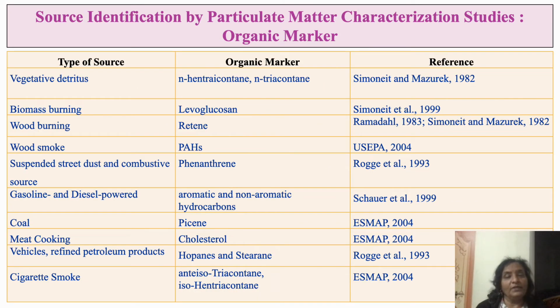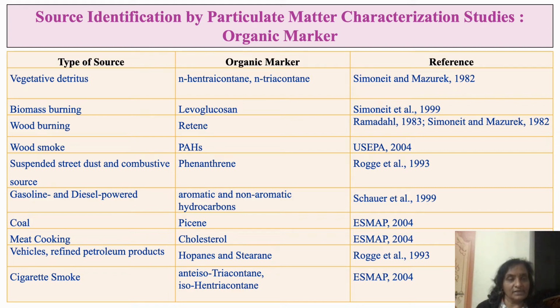So how do we identify the sources? This is done by organic markers. These are the organic markers, and these are the types of sources that can be identified through the presence of these organic markers. Like for biomass burning, if we see levoglucosan in the particulate matter, then it is biomass burning. If you see retene, then it is wood burning.